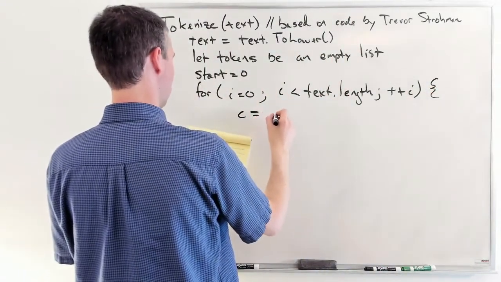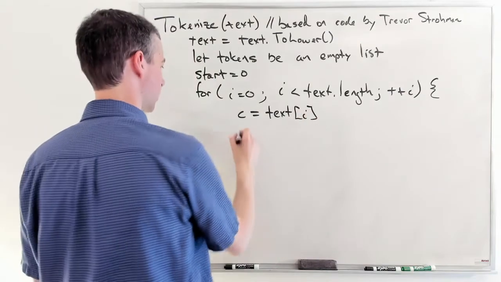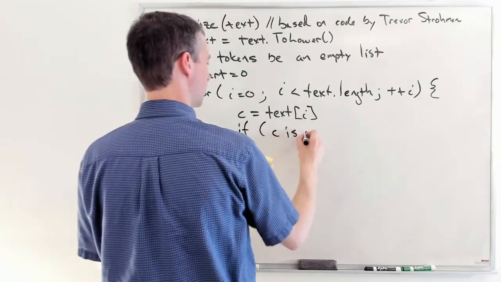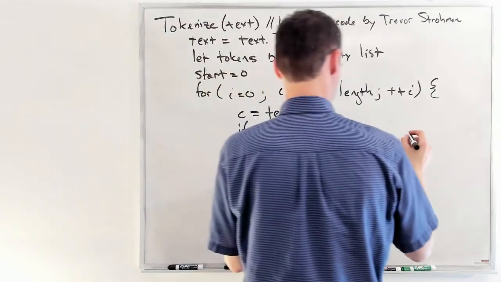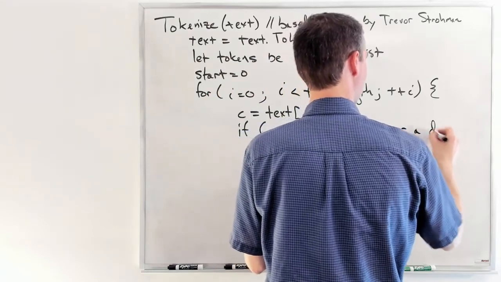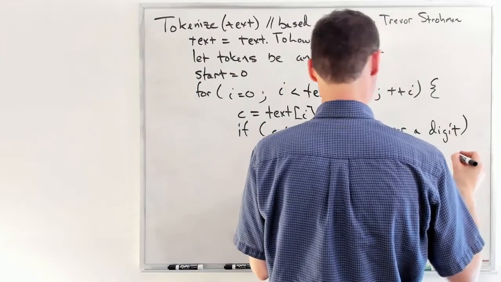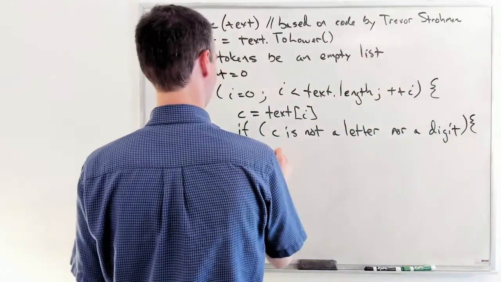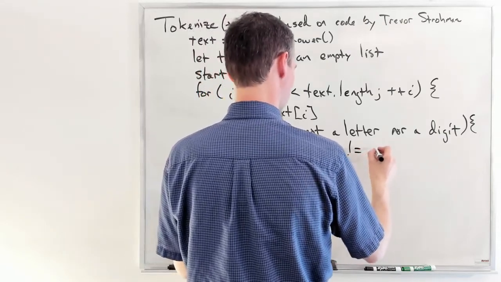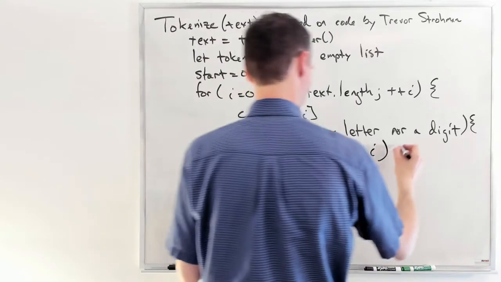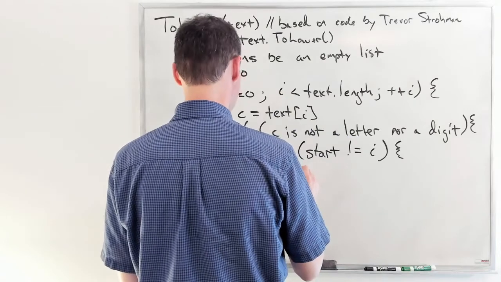And we're going to have this variable C that stores the character at the ith position of the text. And then if C, this is the great pseudocode part, is not a letter or a digit, and then if start does not equal I, I'm doing brace styles in a way to save space on this little whiteboard.